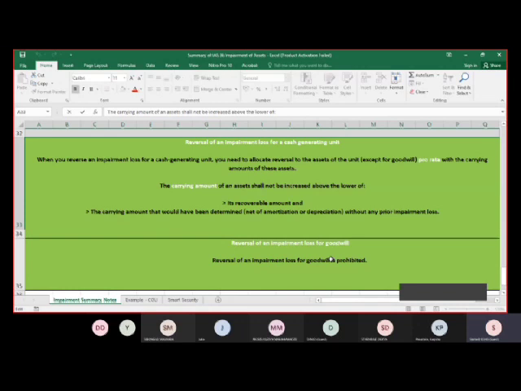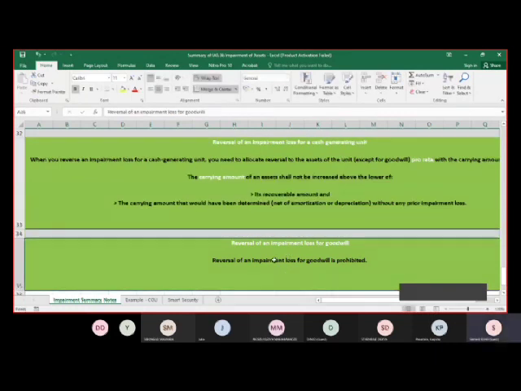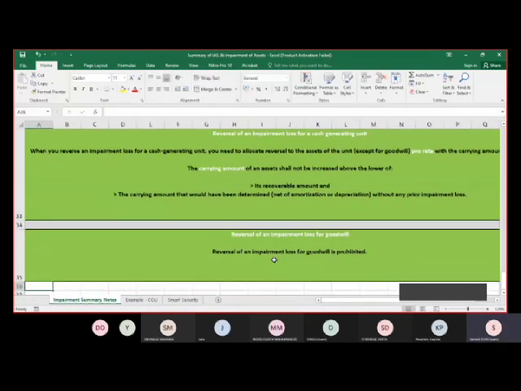So when you increase the carrying amount of those individual assets within the cash generating unit, you shouldn't reverse the impairment so that the carrying amount exceeds the lower of its recoverable amount or the carrying amount that would have been determined net of amortization and depreciation. So it's the historical cost without any prior impairment loss. So it's similar to the one above, except that here you also take into account its recoverable amount. And then reversal of goodwill, what are they saying? They are saying reversal of impairment loss for goodwill is prohibited. So you can't reverse the goodwill.